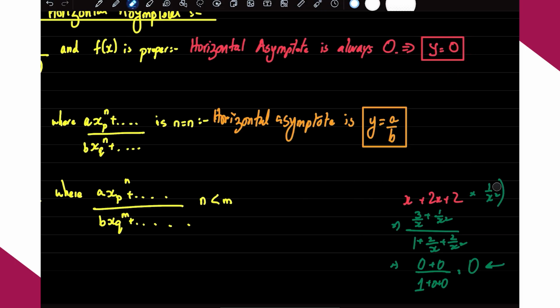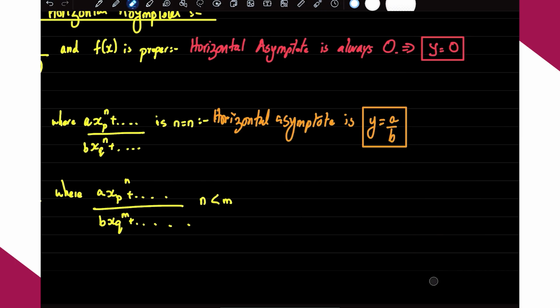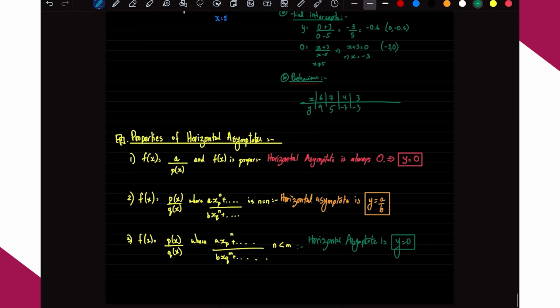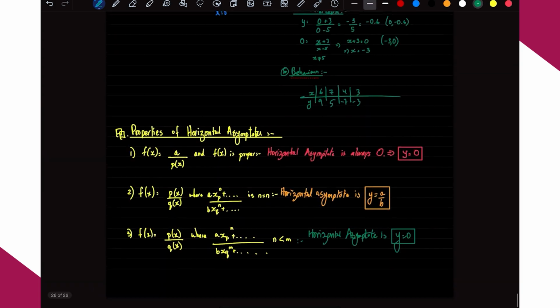So that's a property we're looking for. So we want to say that the horizontal asymptote is y equals 0 once again. That's the thing that we are looking for. That's the property we're trying to establish right over here.